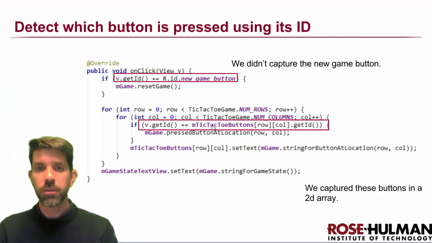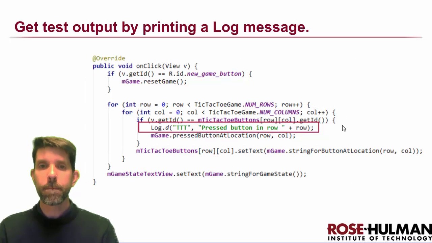So let's get the slides caught up here. So again, we used IDs to figure out what was being pressed. Since we hadn't captured the new game button, we just referred to it as the single ID from the resource file. All the other guys we had captured, and they had IDs, so we just looped over them here. And then we did the log messages, so that was cool.